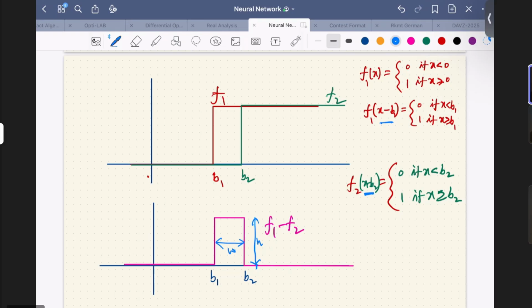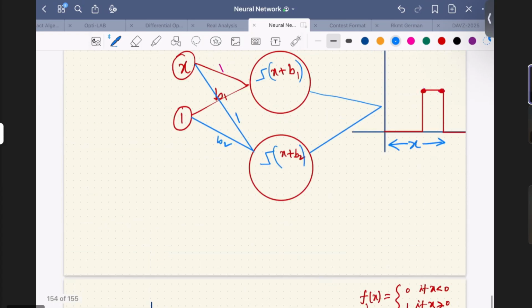Now think about this one. This is very important. Who is deciding this width and who is deciding the height, so that my neural network needs to be tuned such that I have full control over this rectangular signal? The difference of biases decides the width, and the difference of the functional values of that step function decides the height.